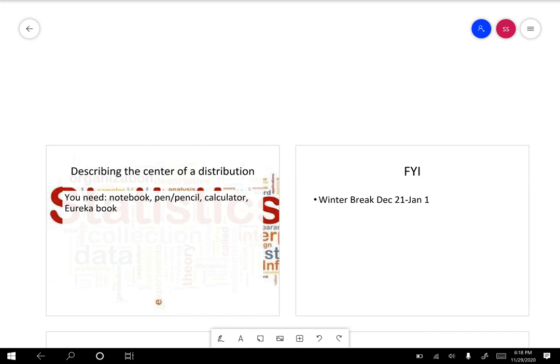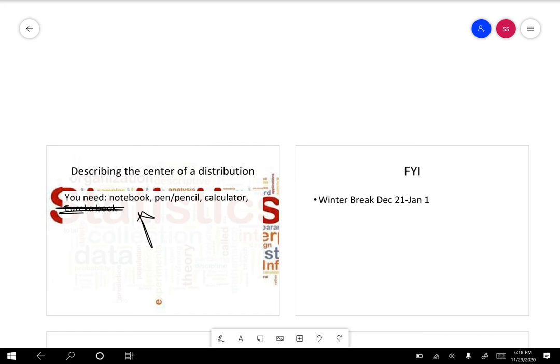Okay. So what you need today and the next couple days, right here, you actually don't need your Eureka book. I don't know why I still have that on there, but you definitely need notebook, pen or pencil, and a calculator. Okay, so let's jump right into this.